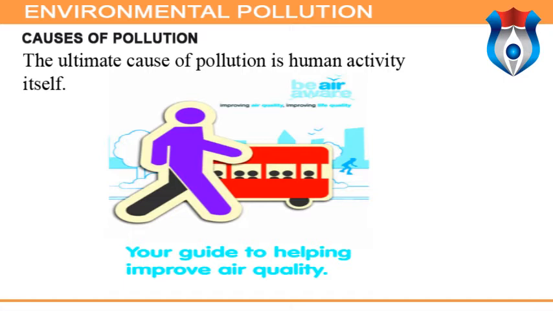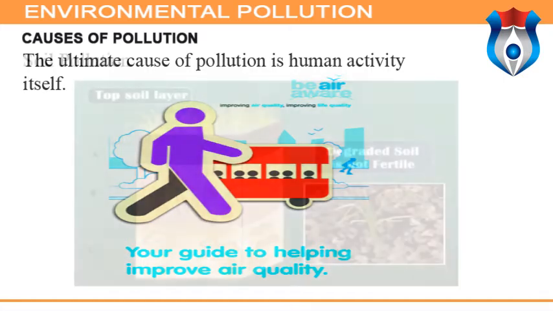Human activities mainly include industries for various human needs directly and indirectly, agriculture for food production and industrial needs, healthcare for health of human beings and animals, transport for mobility of human beings.